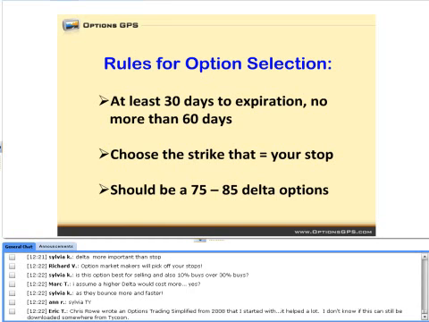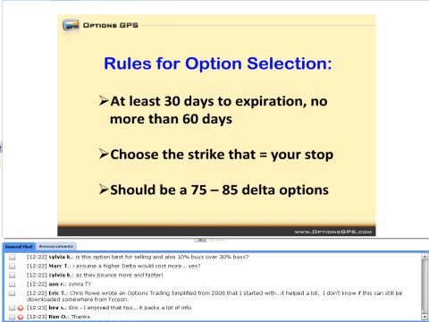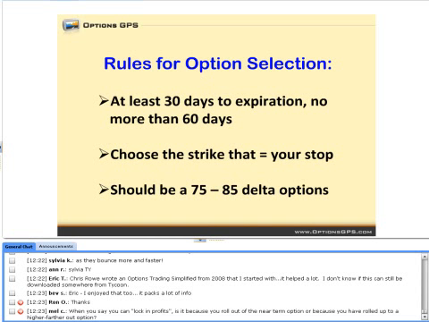Ann asks, what is more important, the strike equals stop, or 75 to 85 delta? 75 to 85 delta is much more important, okay? Like I said, the strike equals your stop is kind of a place to start. In a lot of cases, it'll meet the other criteria. That'll be a 75 to 85 delta.